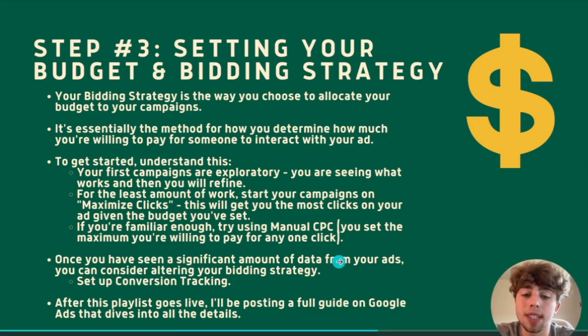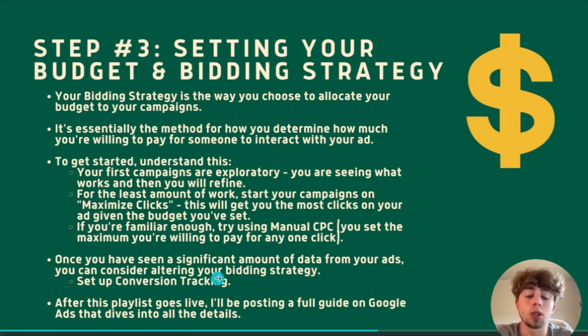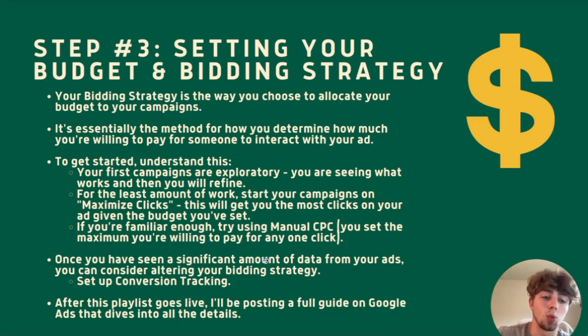As I said, once you have a significant amount of data from your ads, you can consider altering your bid strategy to maximize conversions. What you need to do for this to work is set up conversion tracking. And after this playlist goes live, I'll be posting a full guide on Google Ads that dives into the details of that as well.